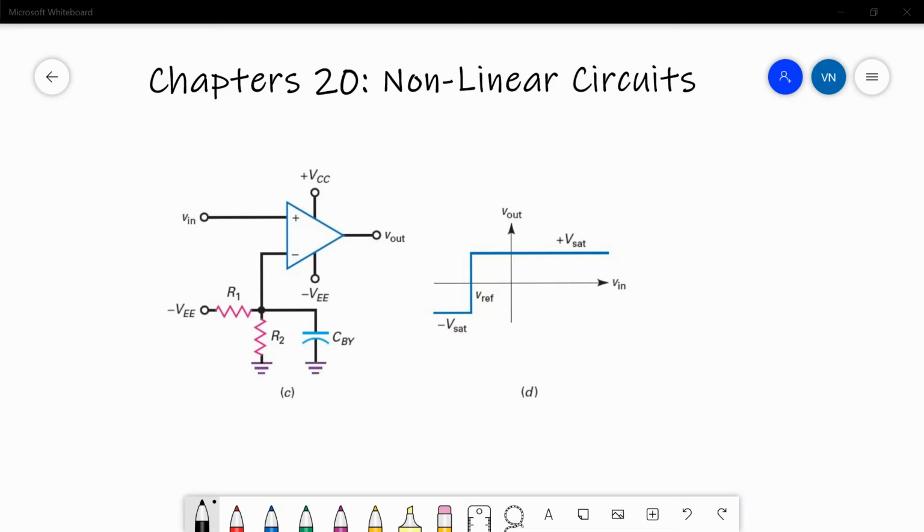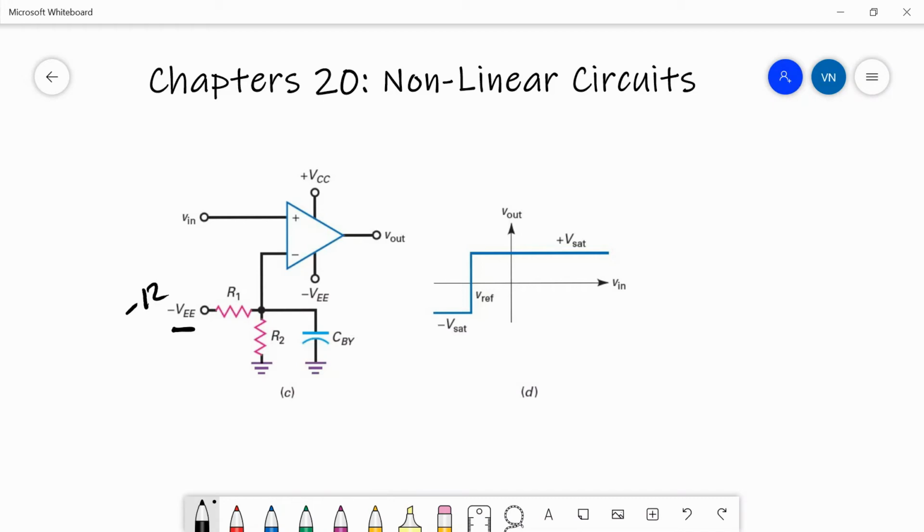So here we have part of figure 20-11, and they're showing a comparator with a non-zero reference. So let's say that this thing is powered by plus minus 12. So that's minus 12 and that's plus 12. If these guys are both 1K, then we'd have minus 6 volts in the middle, and whatever is coming in over here would be getting compared to minus 6 volts. And when it's greater than minus 6, the output would be positive, and when it's less than minus 6, the output would be negative. And that's shown on the graph.